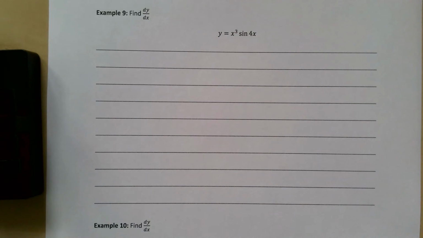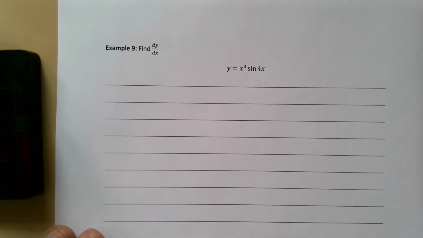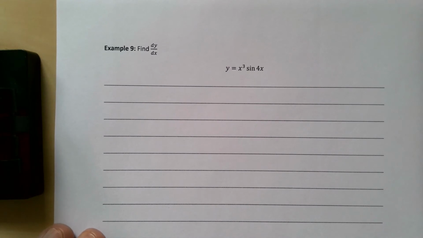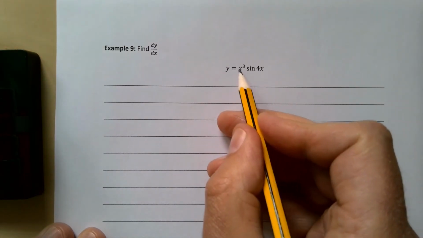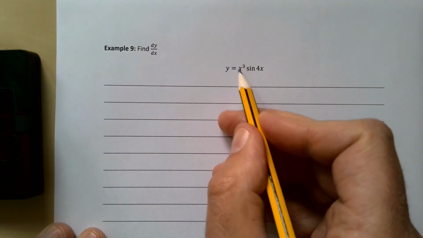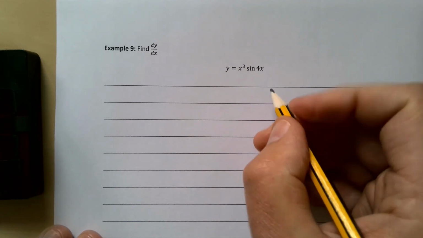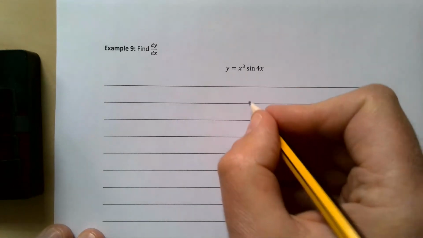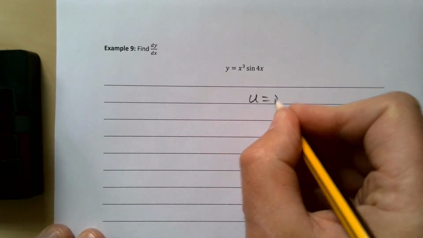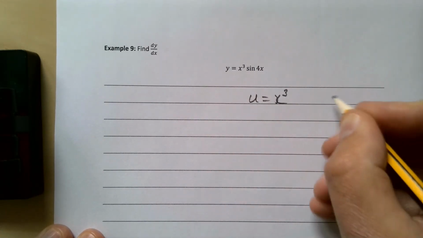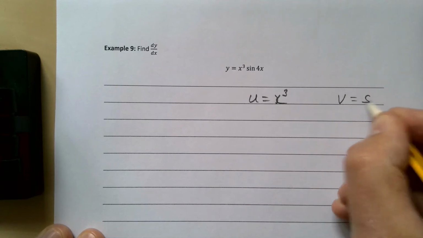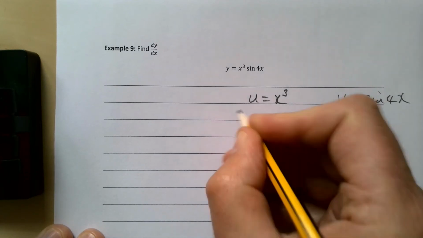Example 9 then. y equals x cubed sine 4x. This is one I'm hoping you're able to spot. This is going to be a product rule one. We know how to differentiate x cubed, we know how to differentiate sine 4x. So we're going to use the product rule and do them separately. We're going to let u equal x cubed. We're going to let v equal sine 4x.